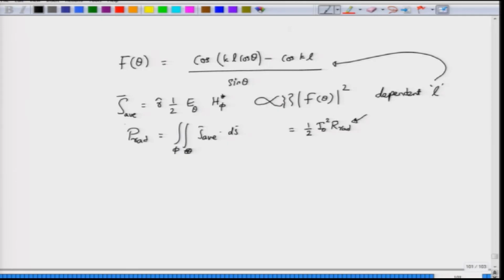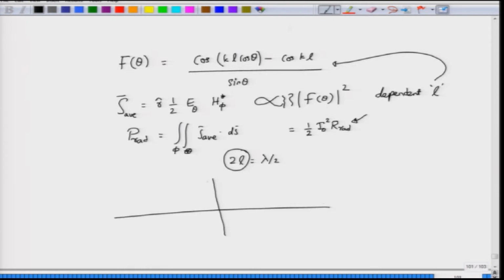Okay. But for now we want to sketch this power pattern, which is |f(θ)|², for a couple of cases. The first case that we consider is 2L equals λ/2, meaning that the antenna length, which is 2 times L, will be equal to λ/2.